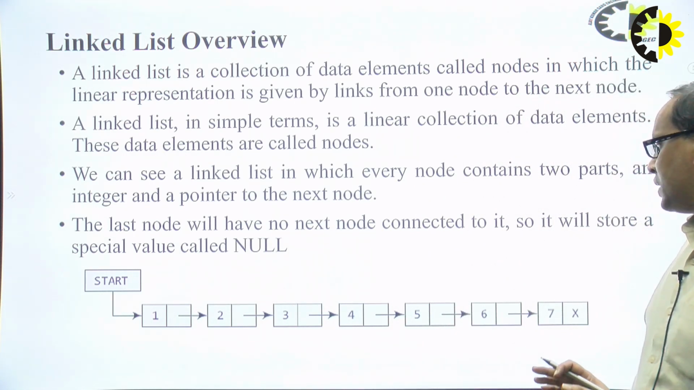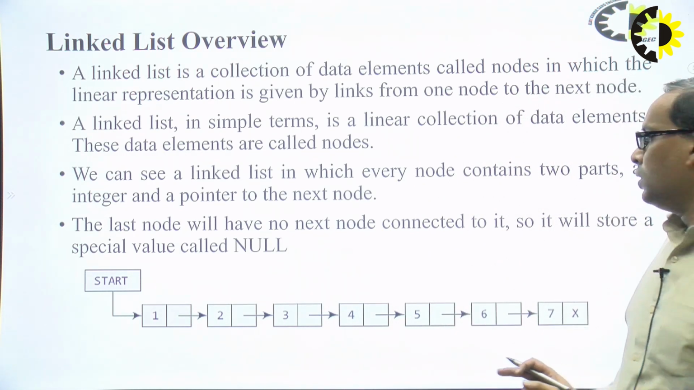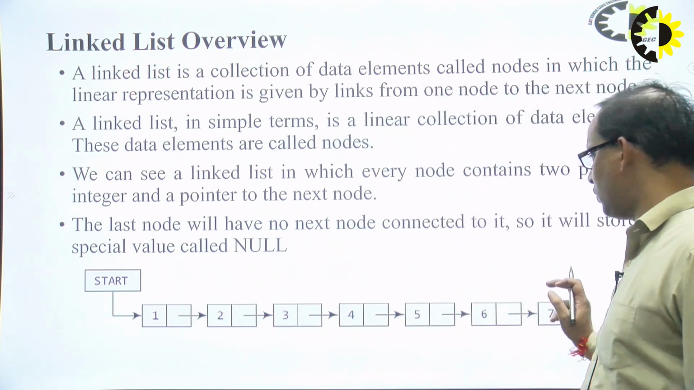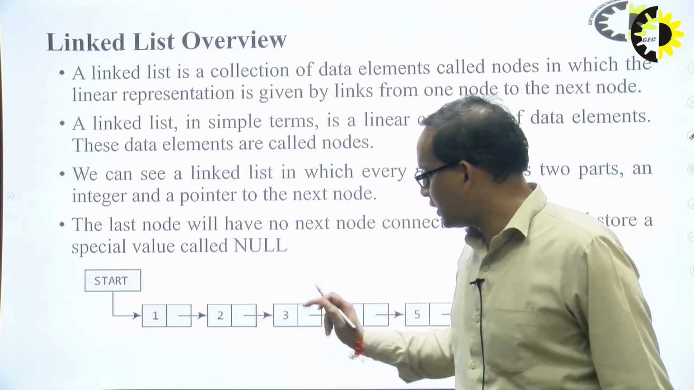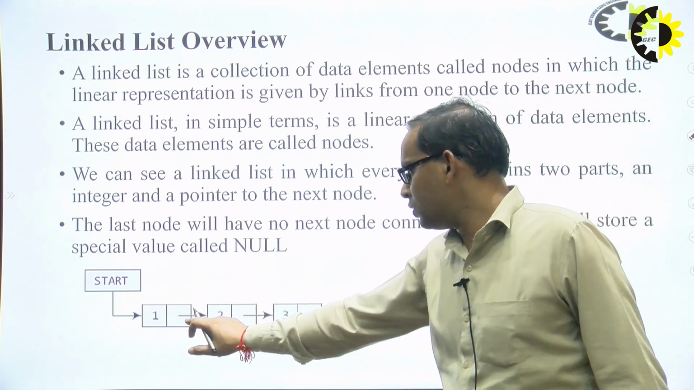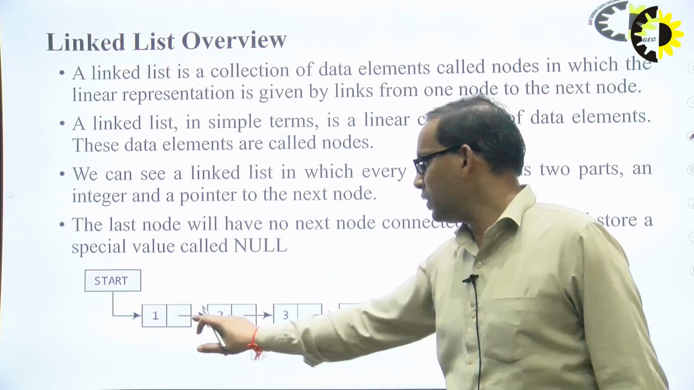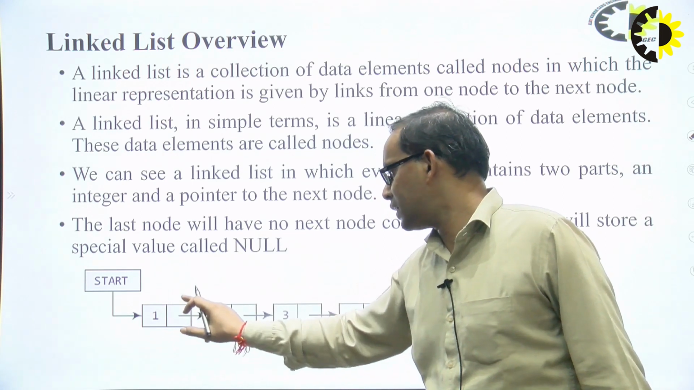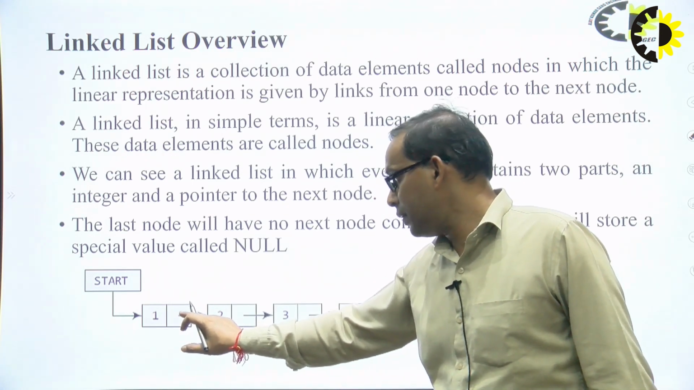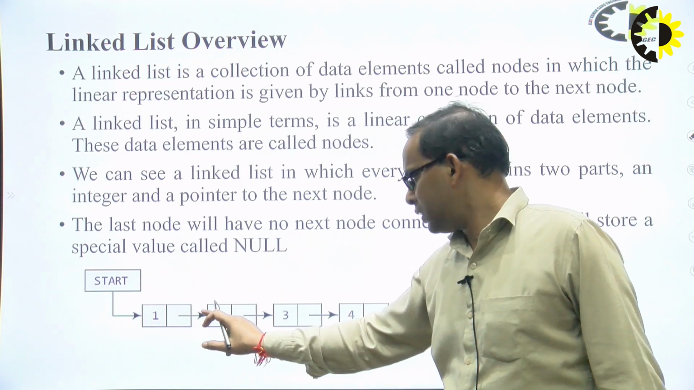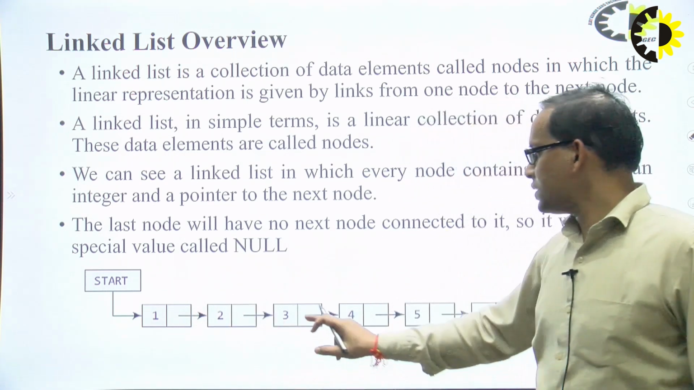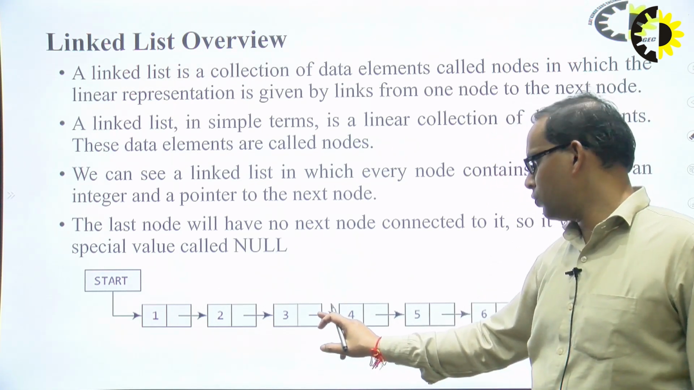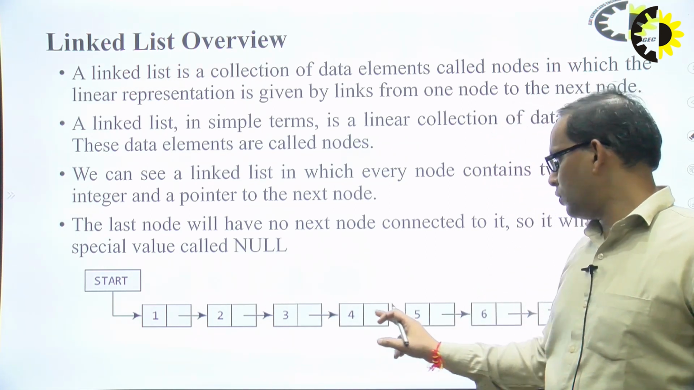So this is the basic diagram of the linked list. This linked list contains 7 nodes: node 1, node 2, node 3, node 4, node 5, node 6 and node 7, and each node is connected with the other. It means the first node is linked with node 2, node 1 is linked with node 2. So this is the data field and this is the address field. In the address field of node 1, there will be the address of node 2. In the same way, the address field of node 2 will contain the address of node 3, and the address field of node 3 will contain the address of node 4.